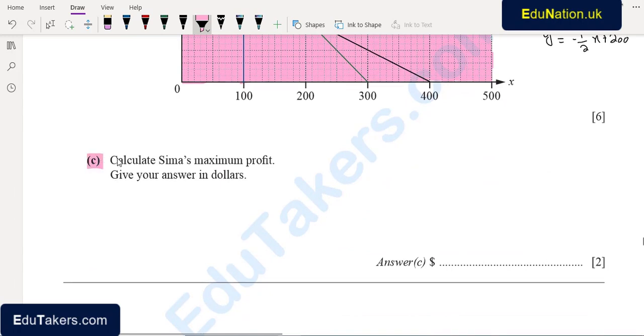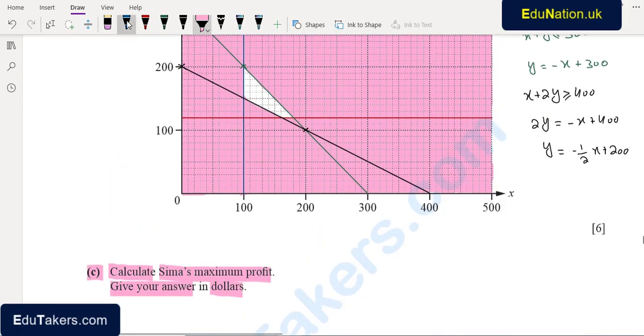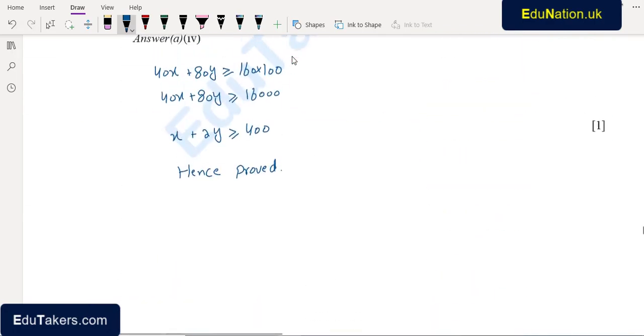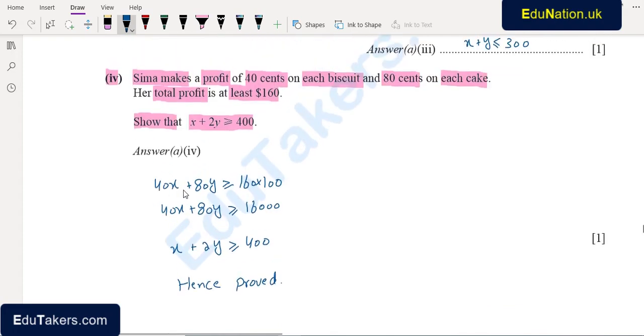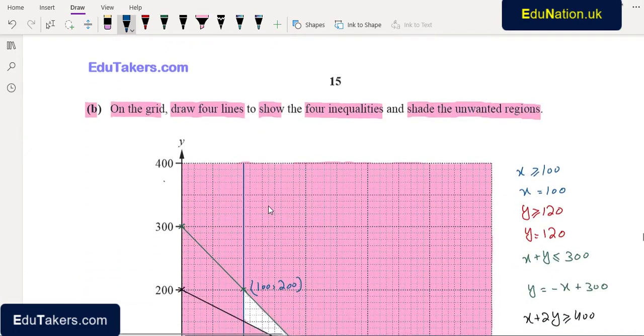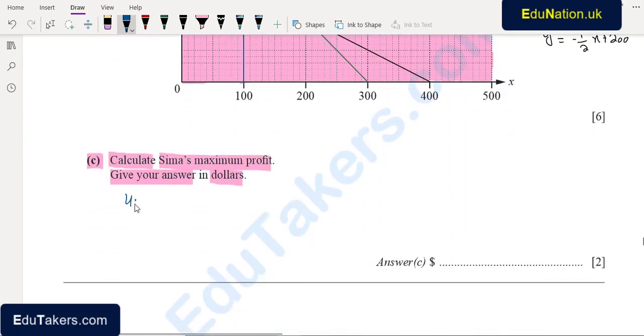Part C. Calculate Seema's maximum profit. Give your answer in dollars. Maximum profit will be at this point, which is (100, 200), and the inequality is 40x plus 80y is greater than or equal to 16,000.